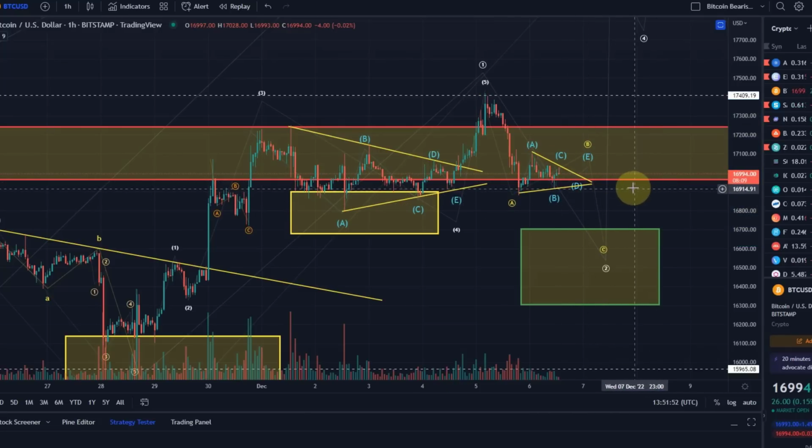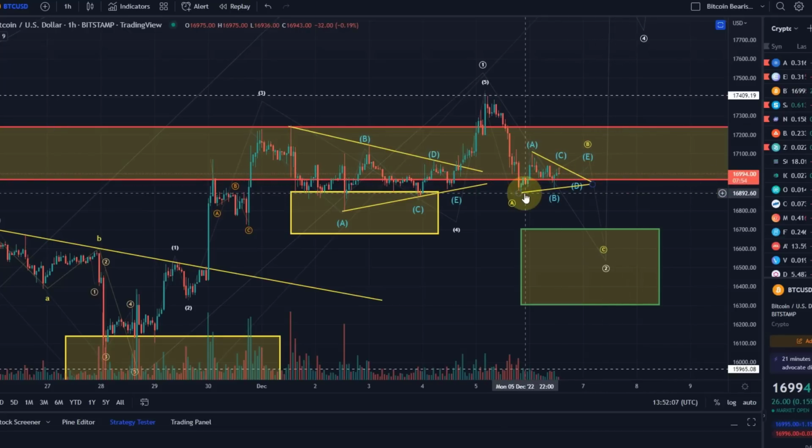Important for a triangle is to stay now above the B wave low, which is 16,922, and below the A wave high, which is 17,115, to make it a complete triangle, until waves D and E are complete. But yeah, that's my interpretation.